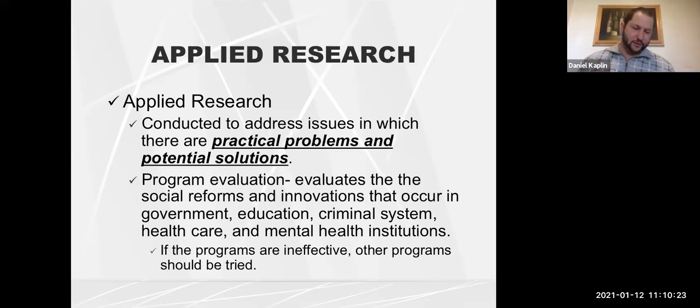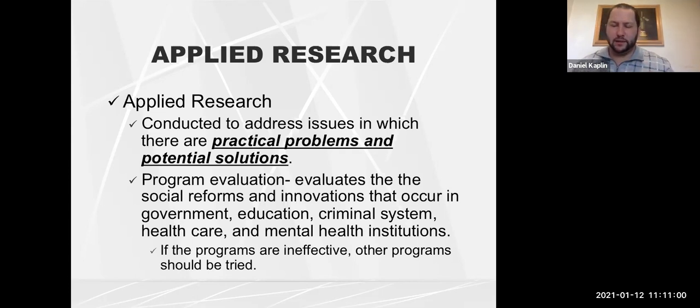So applied research, let's take the eye example. Now, the question is, how do we treat glaucoma? Well, glaucoma is an eye-related disease. Now we're trying to solve that problem. So that's applied research. So oftentimes applied research is about solving practical problems. My question for you to think about is, which one is more important? Basic research or applied research?